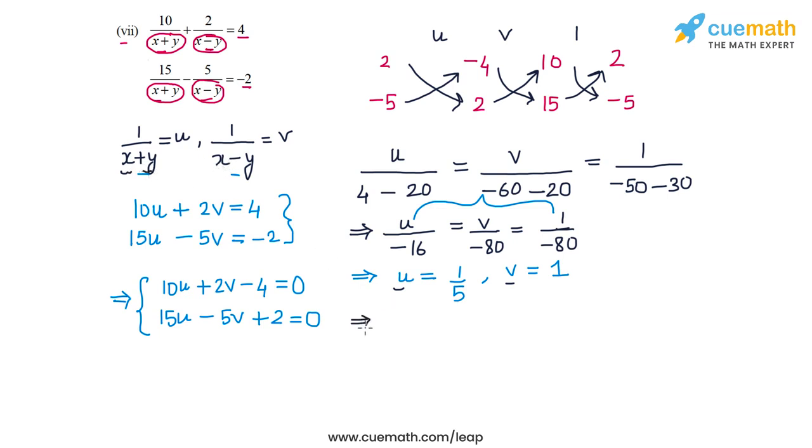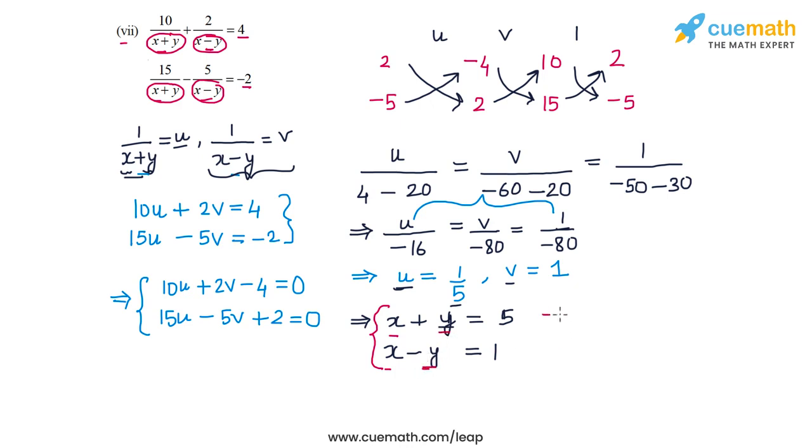So from here we can say that u is 1 by x plus y, or x plus y is 1 by u, so that's 5, because u is 1 by 5. And x minus y is, from this relation, 1 by v, and 1 by v is 1. So we are still not done, because now we have another pair of linear equations in x and y, and to solve this pair we can simply add these two equations, because that will eliminate y.